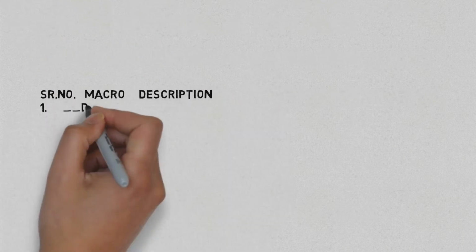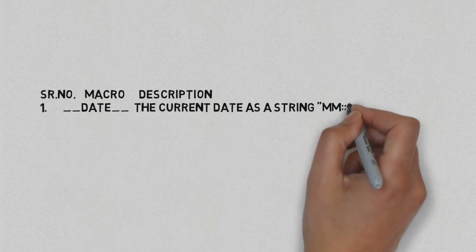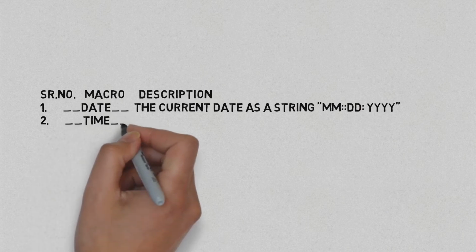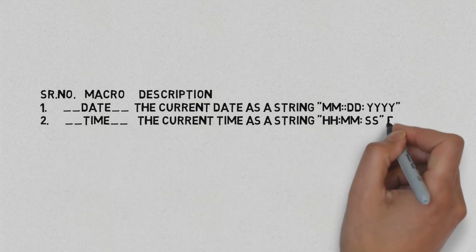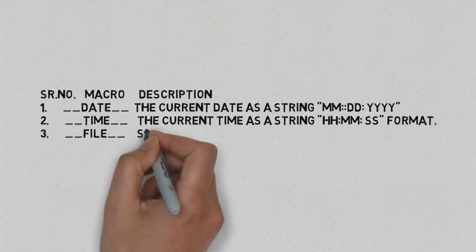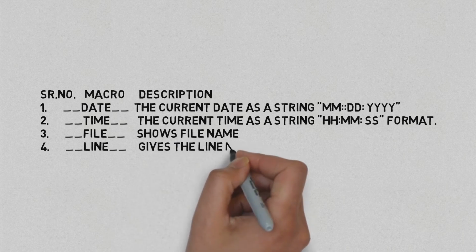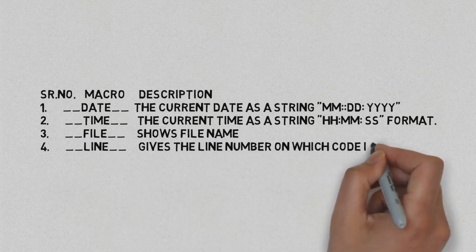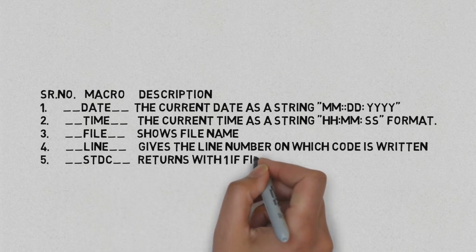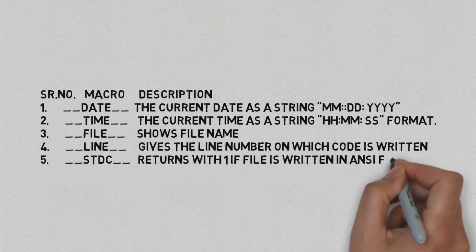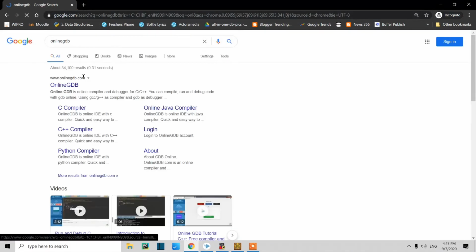Now here we are giving a table of some predefined macros which we can use in our C program directly. Here it is __DATE__, __TIME__, __FILE__, __LINE__, and __STDC__. These are the descriptions. The date, time, and file are in string format, and line and stdc are in integer format. You have to take care that you are giving the proper identifiers. Now we will see an example of macros also.